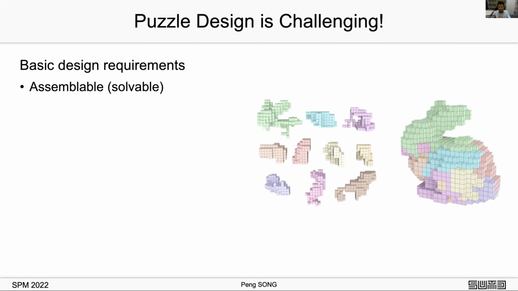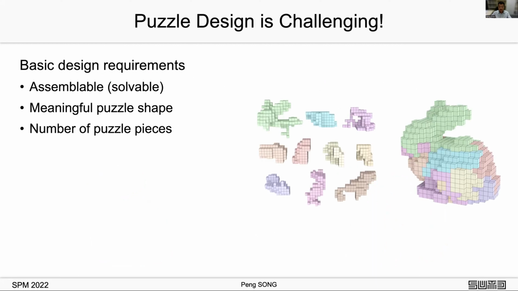There are 4 basic design requirements for all kinds of geometric puzzles. First, the designed puzzles have to be solvable, meaning that there exists collision-free motion to assemble the puzzle pieces. Second, the designed puzzle should have a meaningful 2D or 3D shape in order to make the puzzle attractive. Third, designers should be able to specify the number of puzzle pieces. And each designed puzzle piece should be fabricable. For example, each puzzle piece should not have a disconnected geometry.